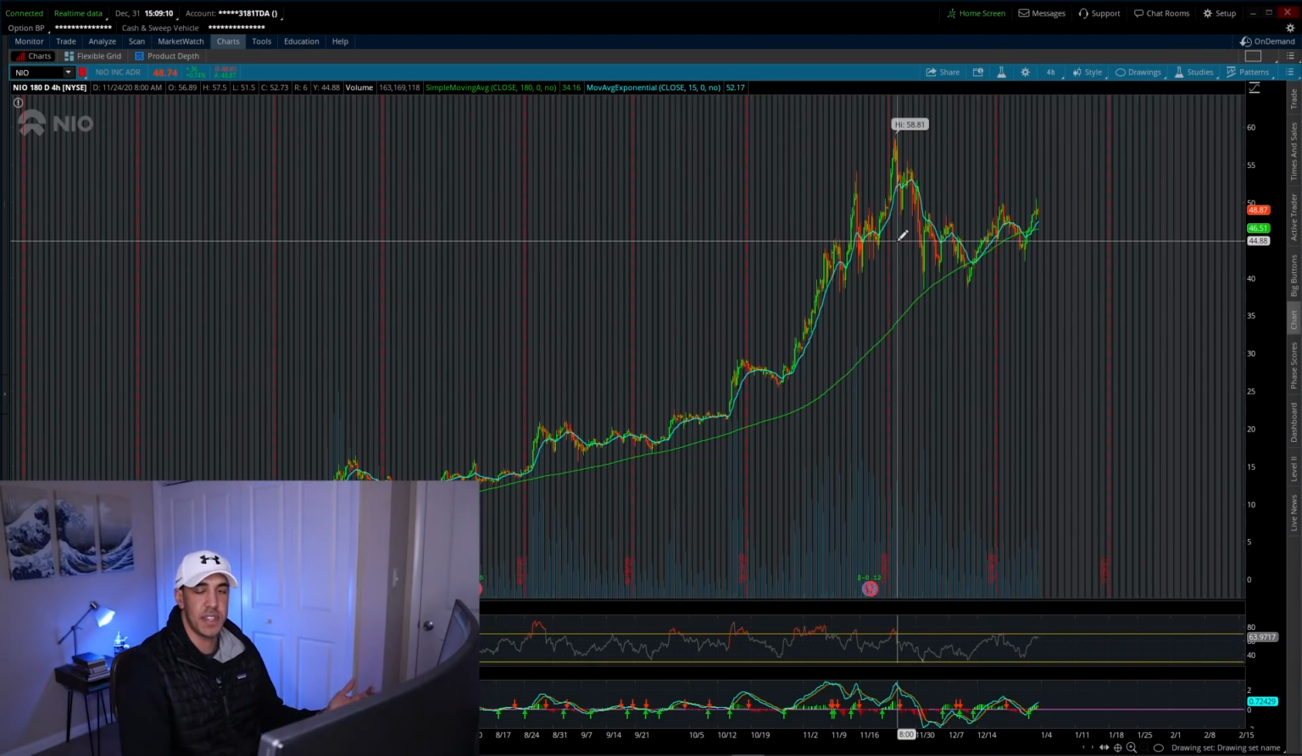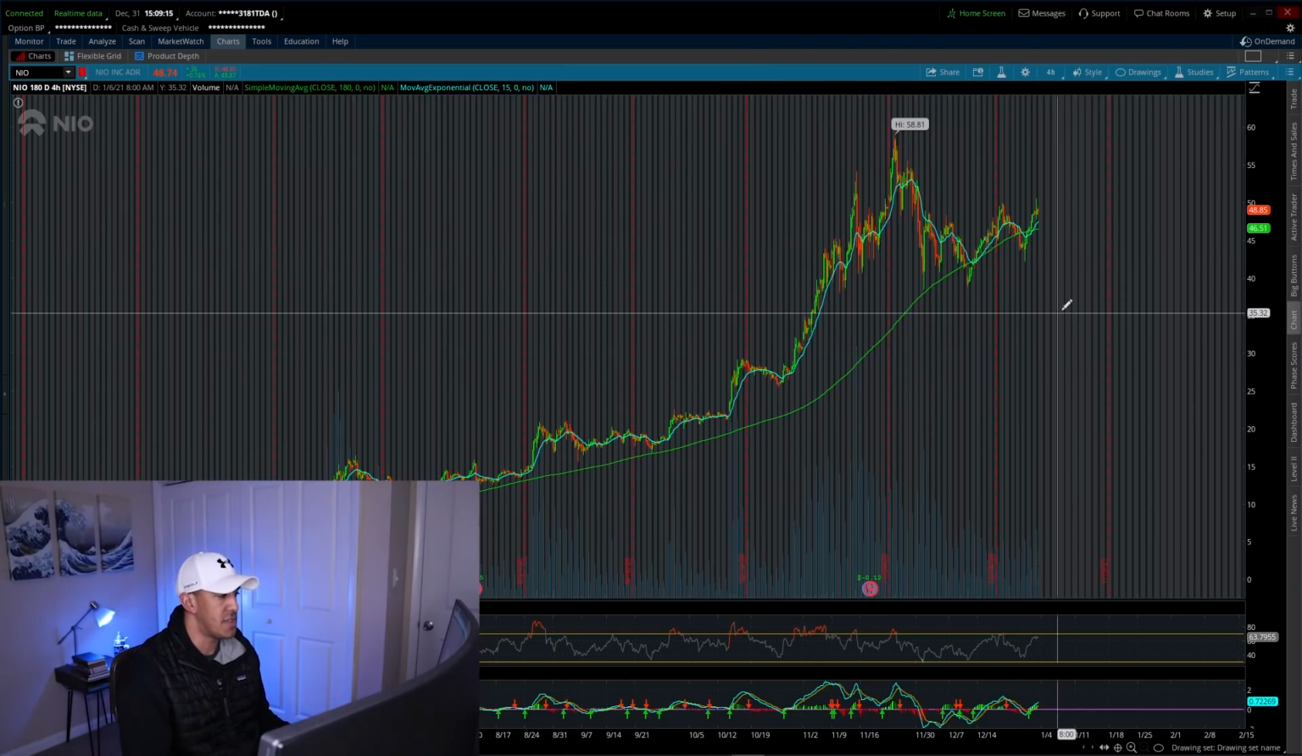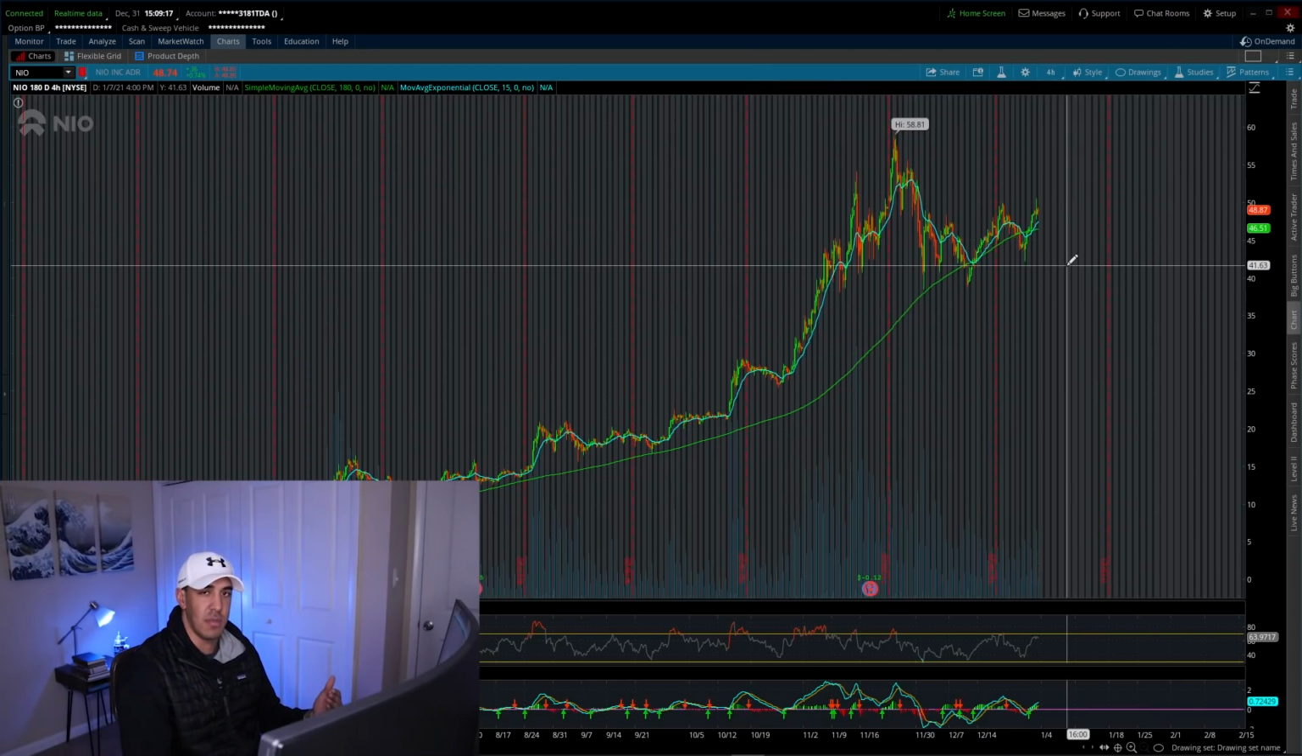So here's NIO, ticker symbol NIO. Here's the 180-day chart for this company. Looks good so far. Let's talk about what's happening in the more interim right now.